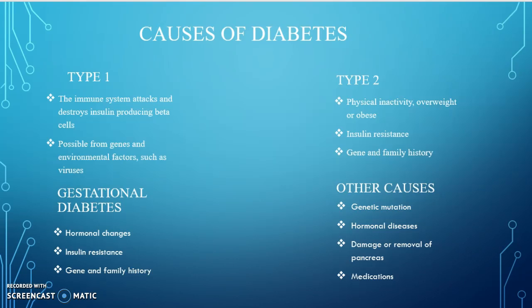This slide is mainly a review of the causes of diabetes. There are also a few more examples of other causes like genetic mutation, radiation exposure, hormone disease, trauma or damage to the pancreas, and side effects of medications.